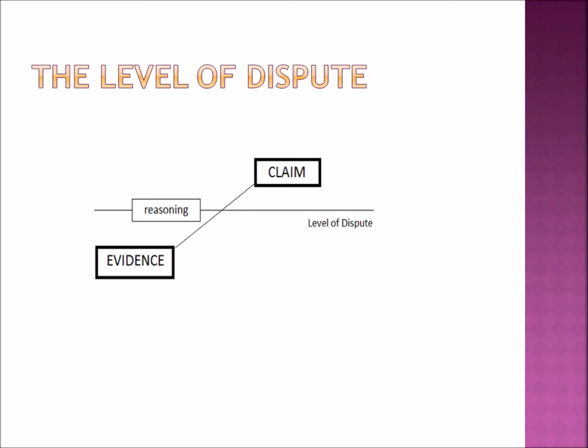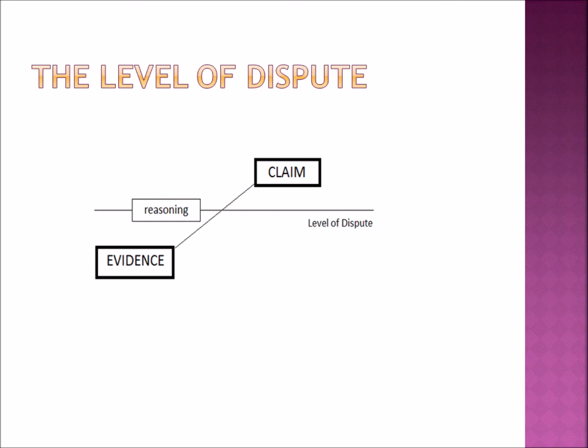So here's our argument again. We have a debatable claim. We have evidence in support of the claim. We have reasoning, which links the evidence to the claim. And then I want you to see this level of dispute. What it's saying is the claim is debatable, so it is above the level of dispute. But the evidence has to be below the level of dispute.